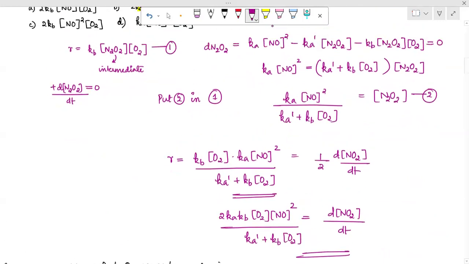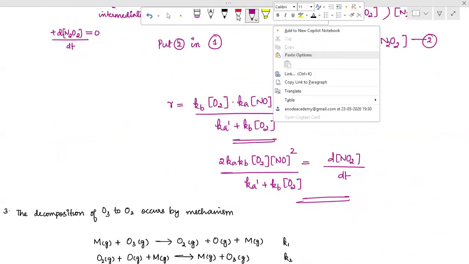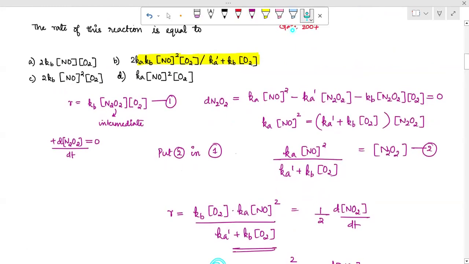So they actually had put the question in terms of the rate of the reaction, which is this expression what you see. But as it is not there in the question, we have arranged it into the formation of the product, wherein we have got this 2 included, and hence the correct answer to this question is option B.